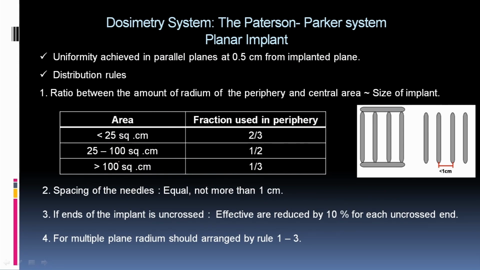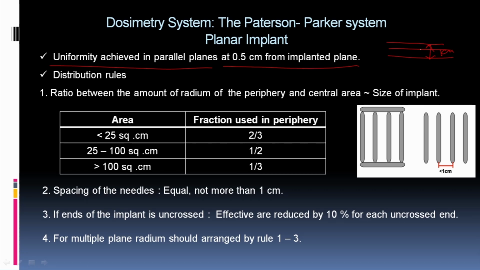Now, the Patterson-Parker rules, we are discussing the planar implant. In a planar implant, uniformity is achieved in parallel planes at 0.5 centimeter from the implanted plane. If this is the implanted plane, we can achieve the uniformity 0.5 centimeter above and 0.5 centimeter below, which means we can effectively and uniformly treat 1 centimeter of tissue by this Patterson-Parker system, where we achieve plus or minus 10% dose uniformity.